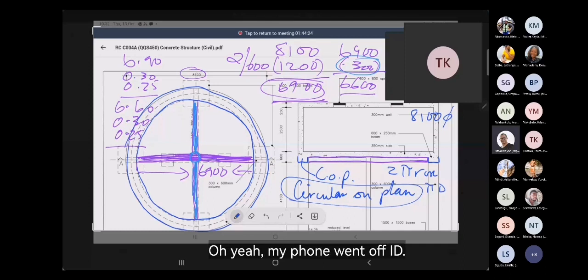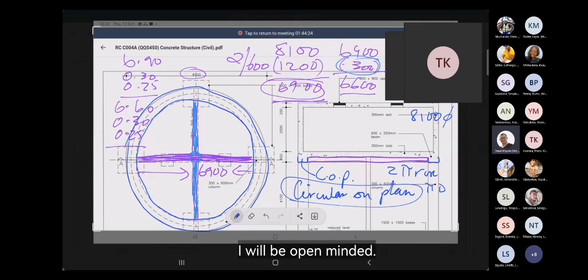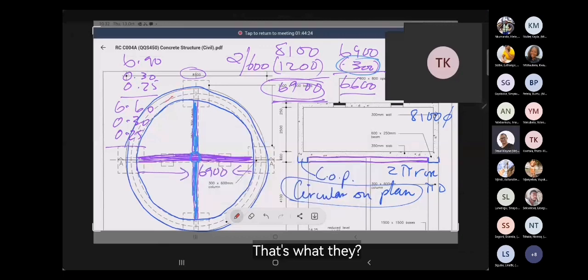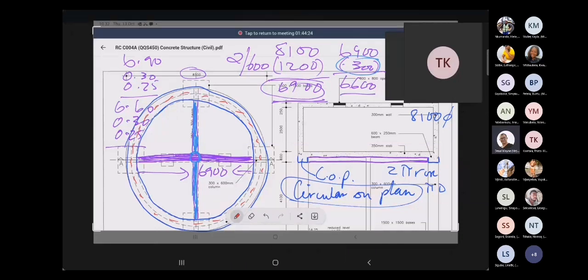Or I have my formula pi d. Right? But now if I look at that and I say pi d, I will be over measuring, because I need to find that spot there. You find that spot there, which is the center line of that circular beam. You understand?